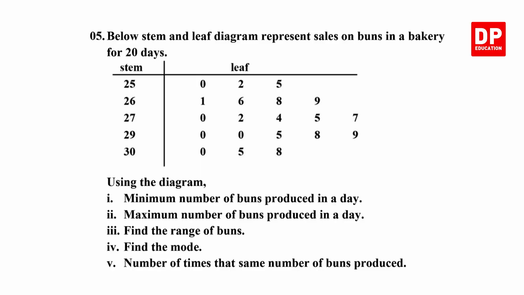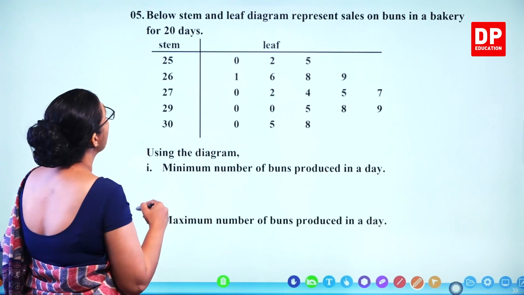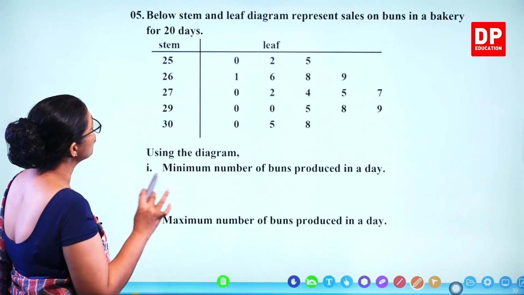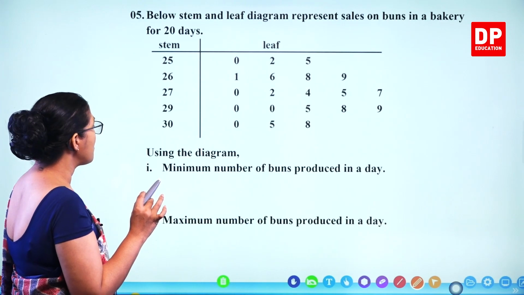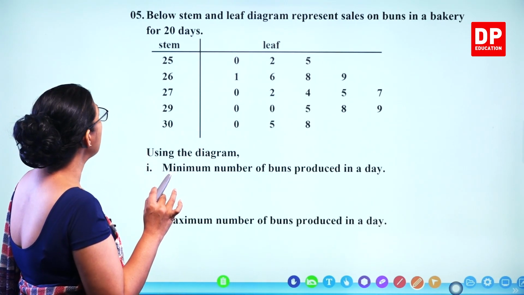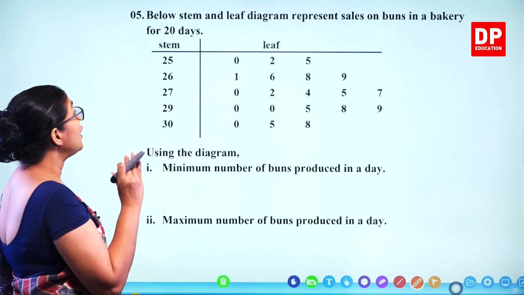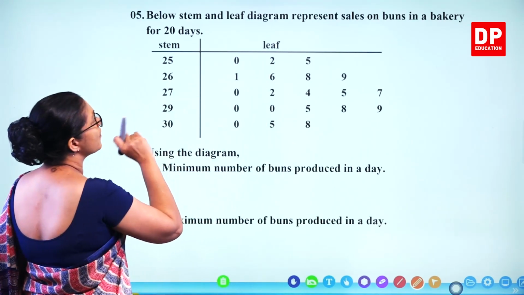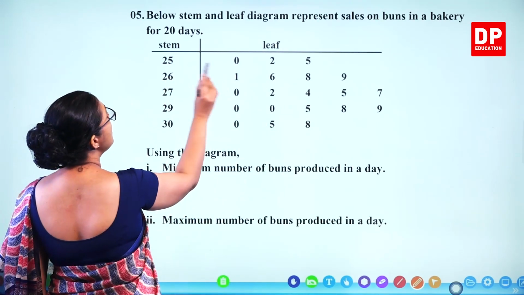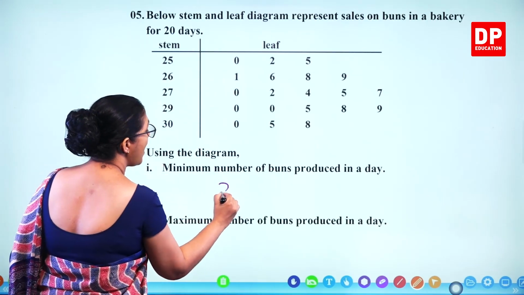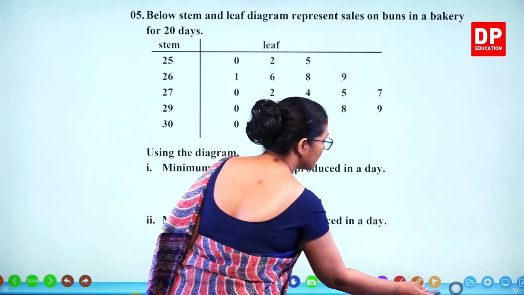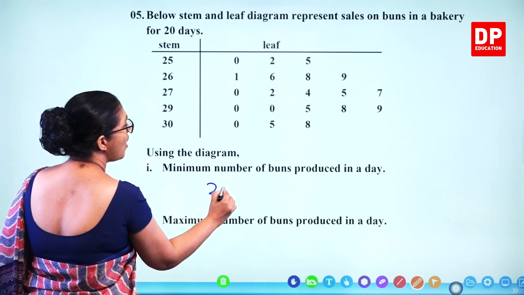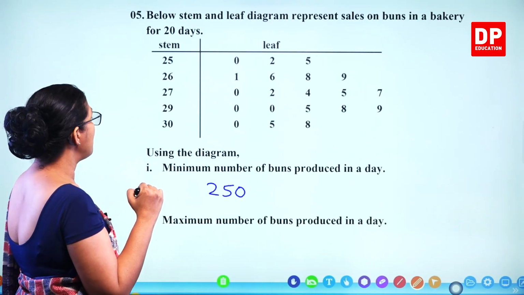So let's do question number 5. The below stem and leaf diagram represents sales of buns in a bakery for 20 days. So altogether 20 numbers are there. Using the diagram, find the minimum number of buns produced in a day. Now in this one stem you get 2 digits. That's okay as long as 1 digit is a leaf. So what's the minimum? The minimum is this. So 250 is the minimum number.